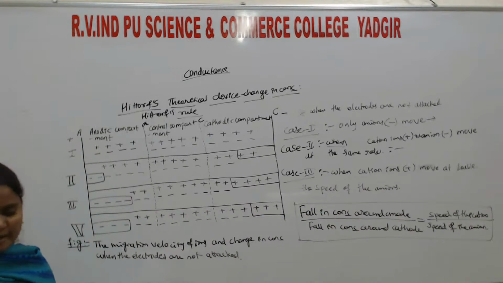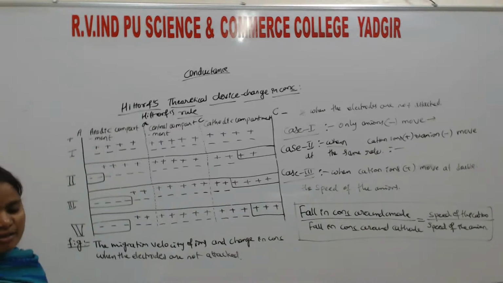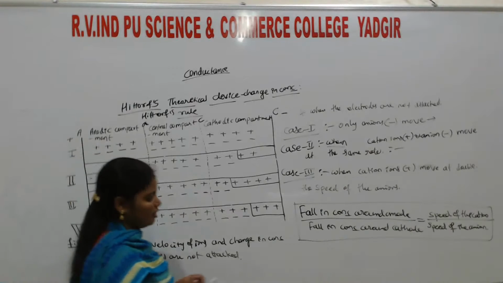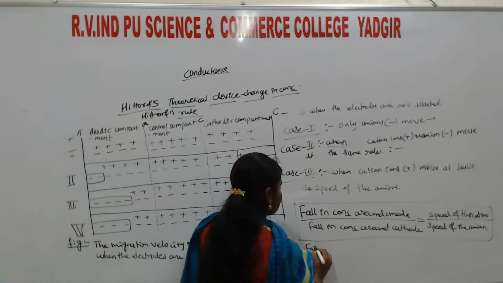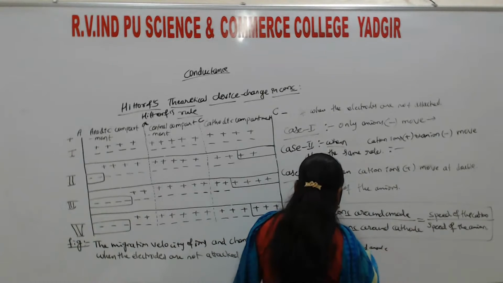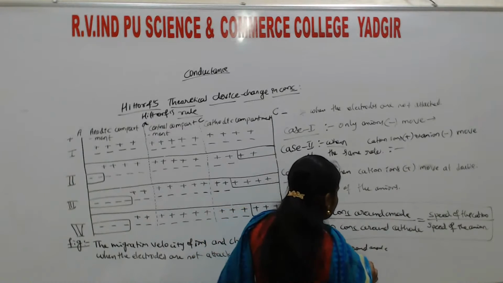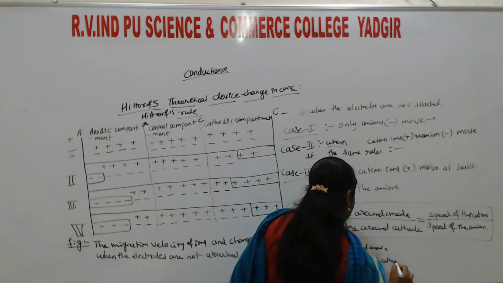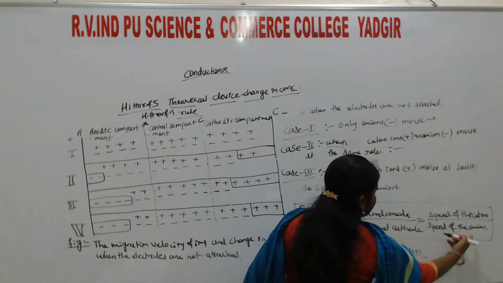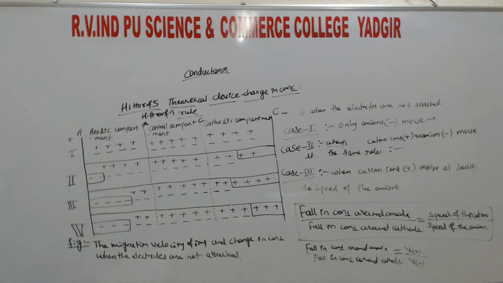The speed of the anion is written as negative and the speed of the cation is written as positive. You write the falling concentration around the anode divided by the falling concentration around the cathode, which is equal to the speed of the cation, V positive, divided by the speed of the anion, V negative. This is the formula of Hittorf's rule. This is an experimental method.